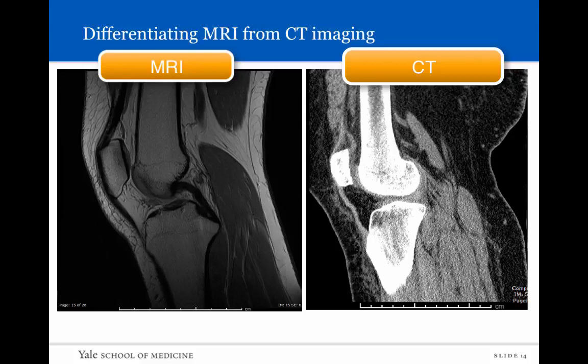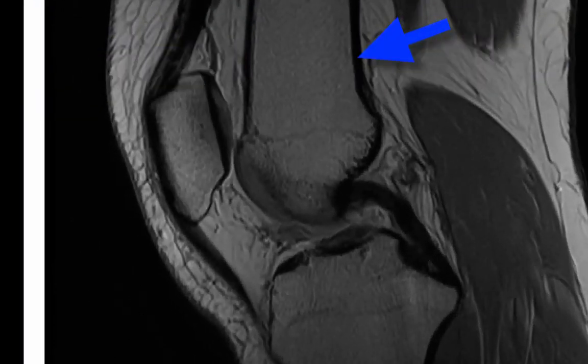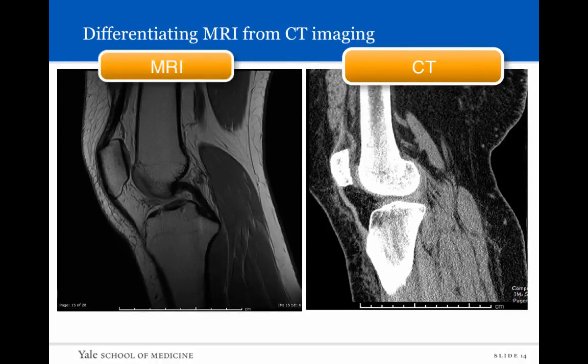In general, we can see that the cortex of osseous structures is very dark, has a black signal, while the marrow, which contains a variable amount of fat, can have relatively bright signal on most MR imaging sequences. Compare that to CT scans. Because the bone is so dense, it appears much brighter than any of the other structures on the CT images.